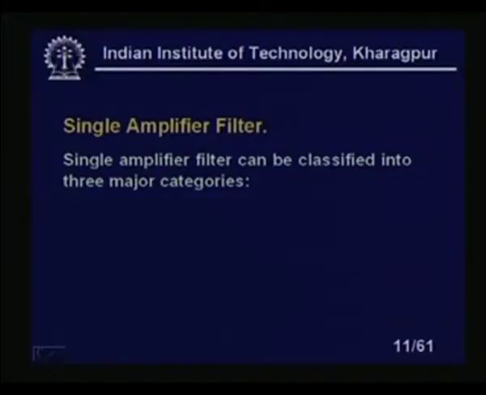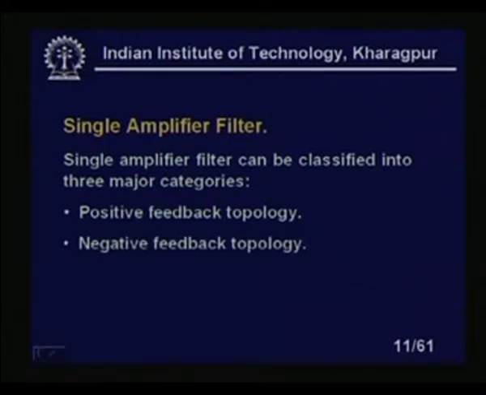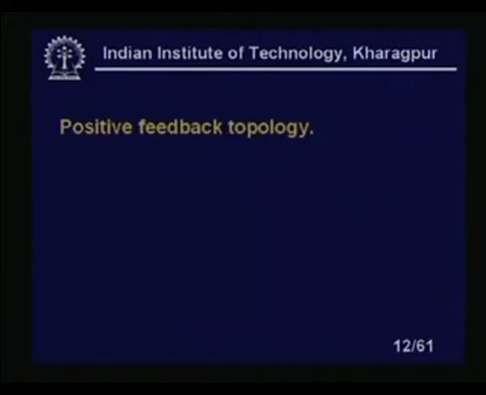If we put the RC networks in the positive feedback path, we will call it positive feedback topology, right. We will discuss both. Let us discuss one by one. Single amplifier filters can be classified into 3 major categories: positive feedback topology, negative feedback topology. We also have an enhanced negative feedback topology, right. We will discuss that it is a negative feedback topology with a certain amount of positive feedback, that also we will discuss, right. So, it is called the enhanced negative feedback topology, right.